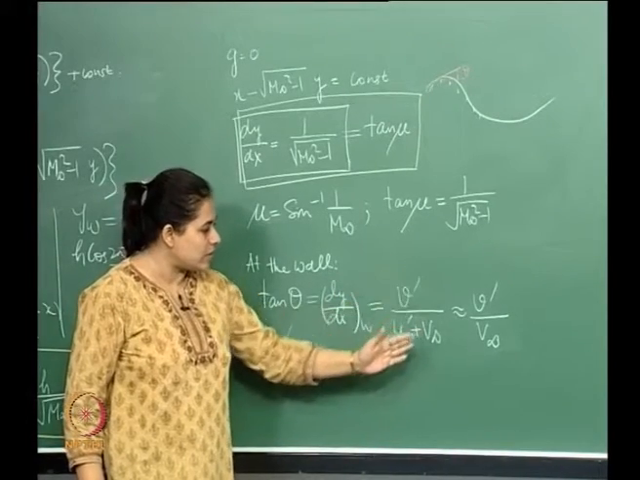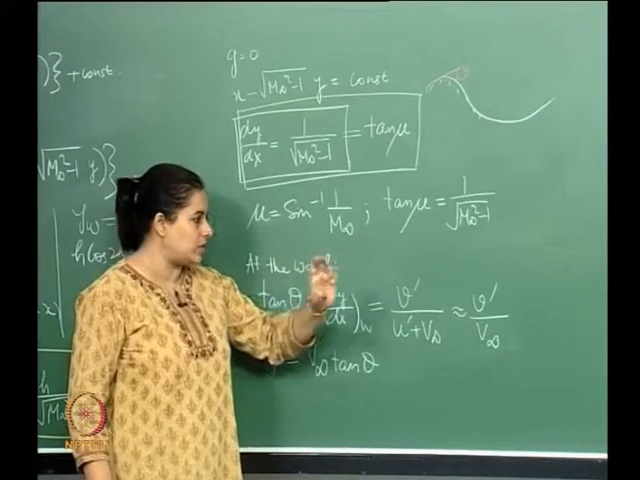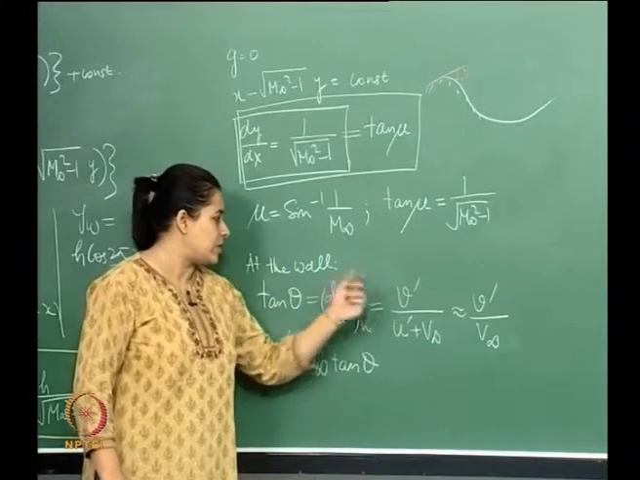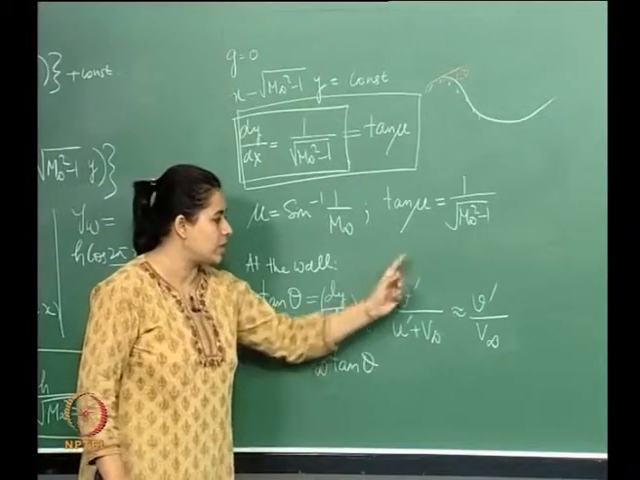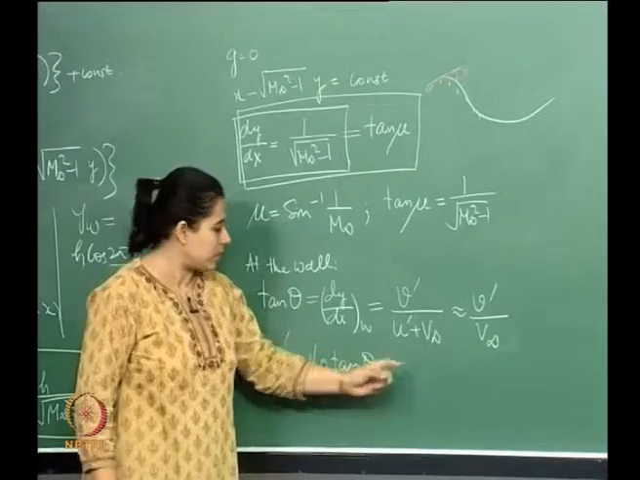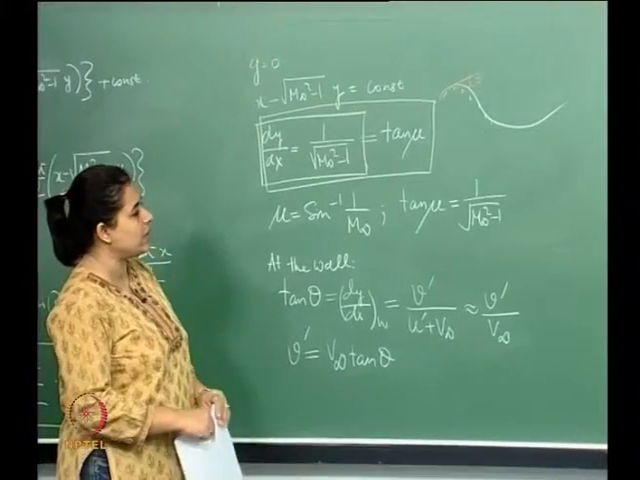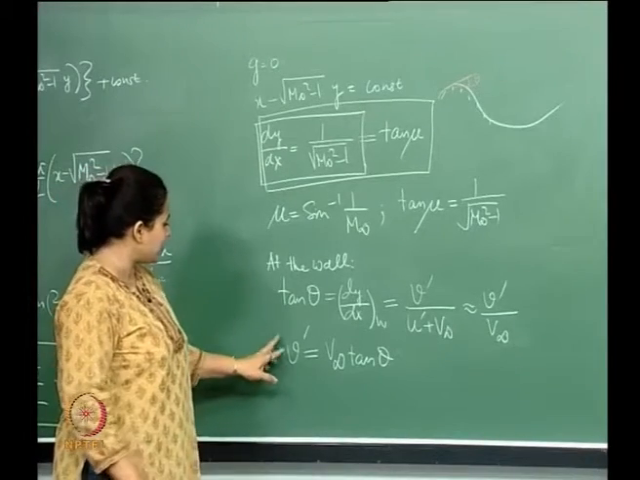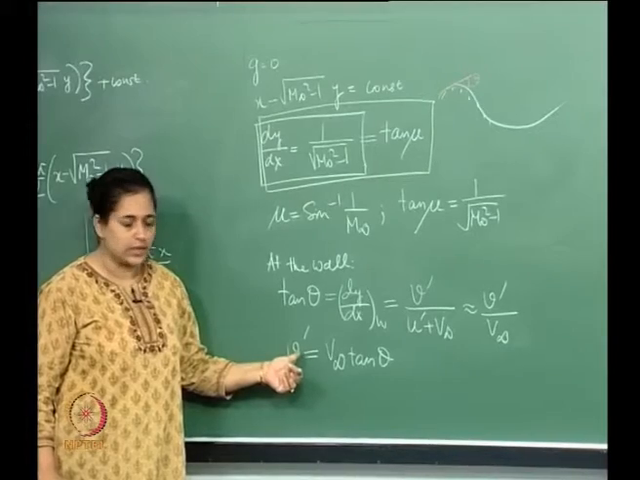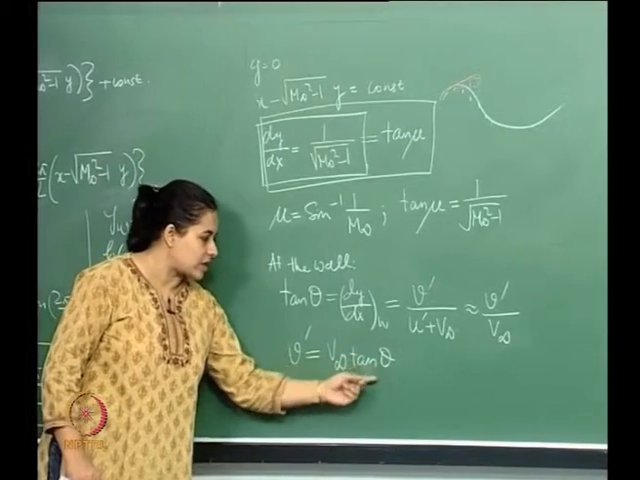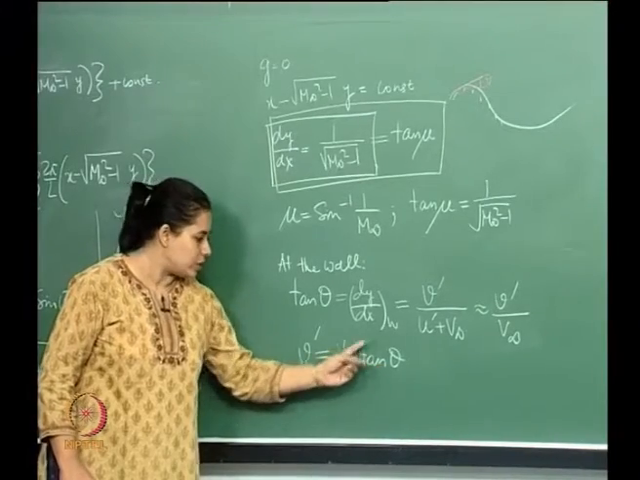And since the velocity vector is tangent to the wall itself, we are able to connect the physical slope to the direction of the velocity. So what we are basically trying to do here is that this is the perturbed velocity component in the y direction, and we are connecting that to the physical slope at the wall, which is this.